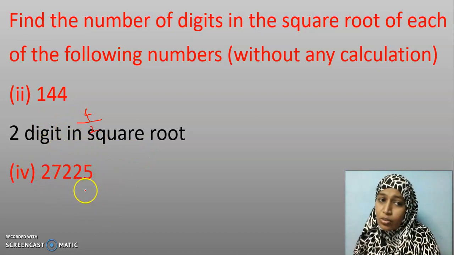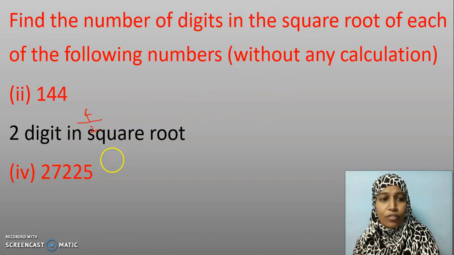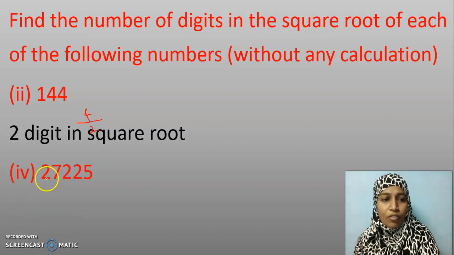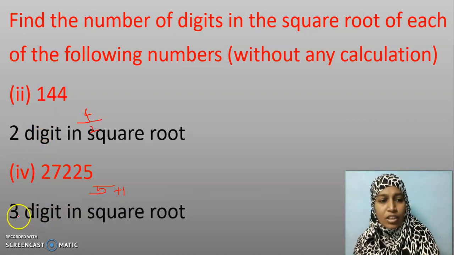Do I know the square root of this number? I would have to do prime factorization or any other method to find its square root. But without doing that calculation, how can I find the number of digits in its square root? Now 1, 2, 3, 4, 5 digits are here. So 5 plus 1 is 6. 6 by 2 is 3. Very good. The square root will have 3 digits. Is it clear, my dear children? 3 digits will be there in the square root of this number.